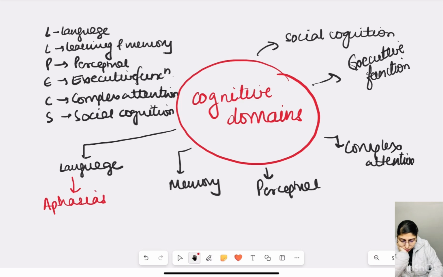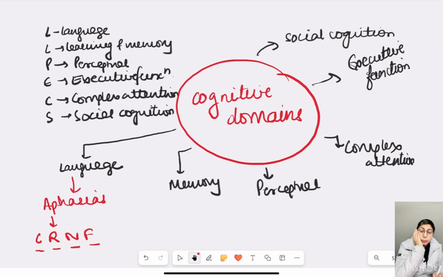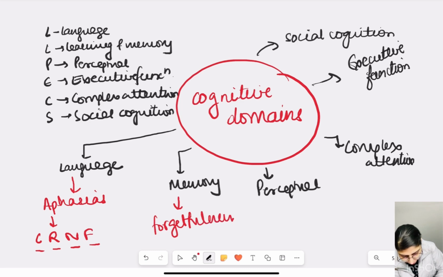So when we talk about language, there can be different aphasias. We are going to talk about different aphasias. Usually language is about C or NF, that is comprehension, repetition, naming and fluency, right? We'll talk about this in detail in another 5 minutes. Give me 5 minutes. Memory is forgetfulness, memory loss. So memory loss is a small part of dementia, remember that.